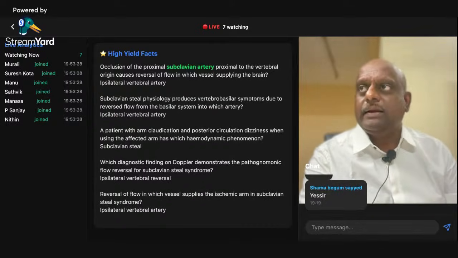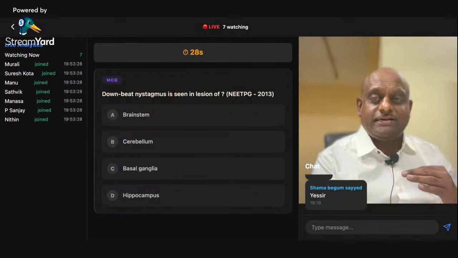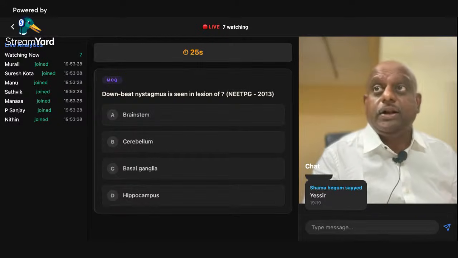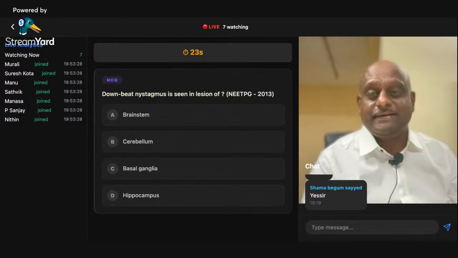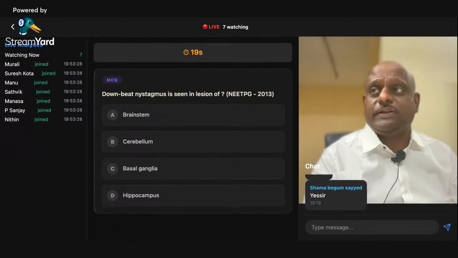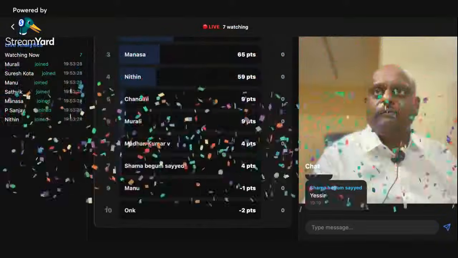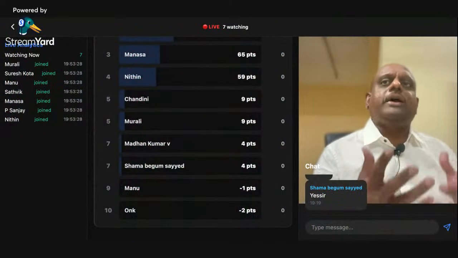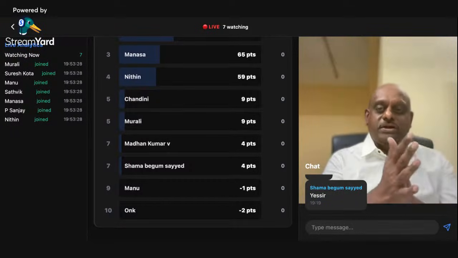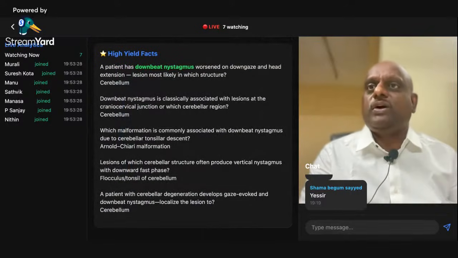So, next. Downbeat nystagmus is typically a feature which is seen whenever there is any lesion in the cerebellum. So you need to be very sure in neurology, favorite questions of the examiner, right? So you should know. Very good. Satvik and Sanjay are rocking with the correct answer. Cerebellum is the one which is associated with downbeat nystagmus is what we should remember.